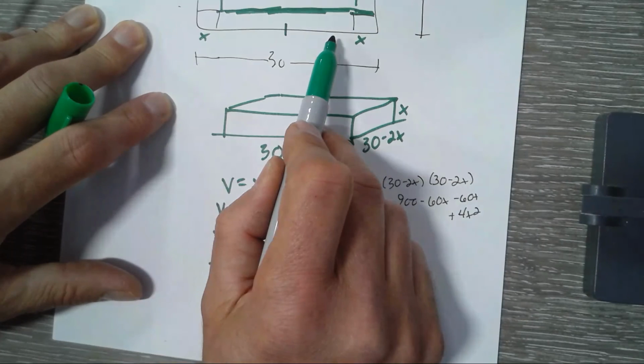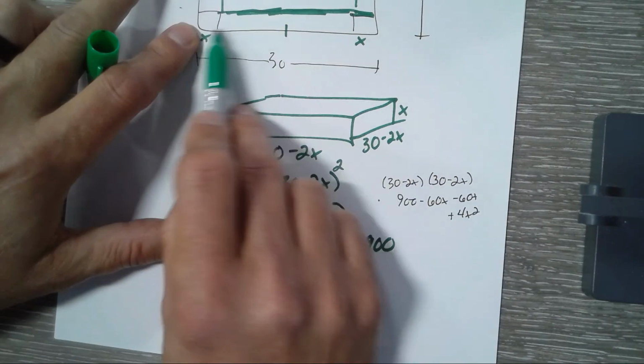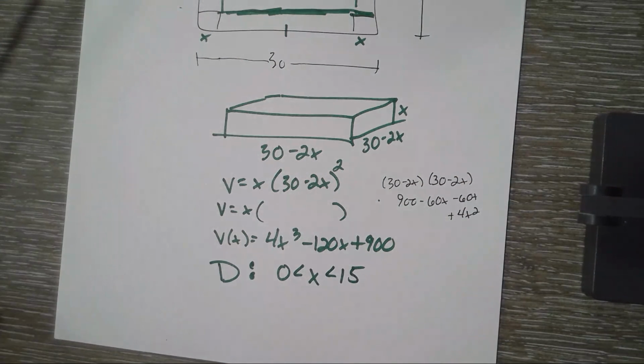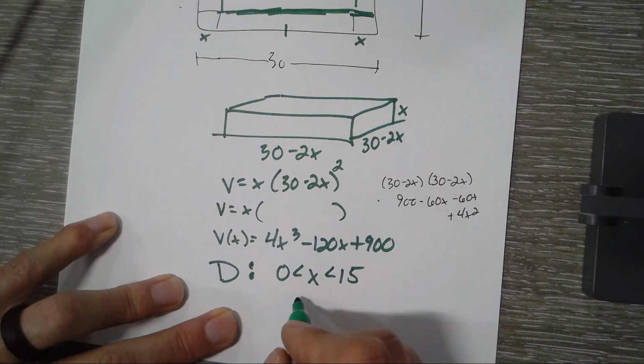Now it can't be 15 because then you wouldn't even have a box. But if this was x and that was x, 15 would be the biggest it could be, and we're not going to include it. So we'll say from 0 to 15 would be our domain. Interval notation would be 0, 15 in parentheses.